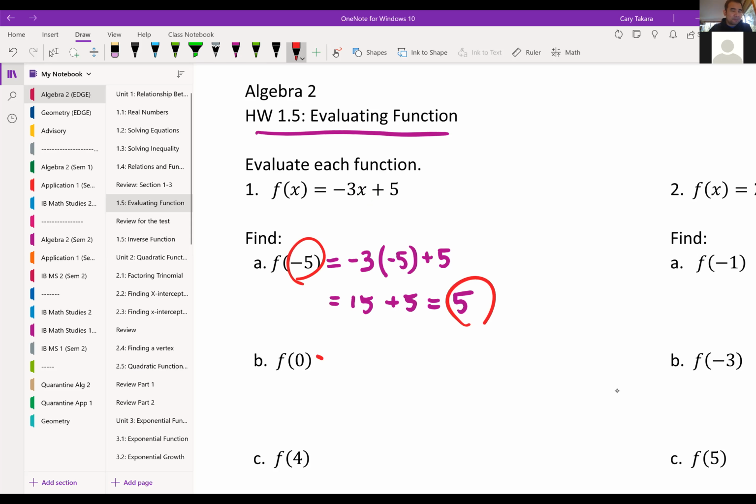f of 0. If the input is 0, what is going to be the output? Output is going to be, oh, wait a second. It's a 15. No, why did I put 5? It's 20, right? I'm sorry, guys. I'm really way off. So the first one is 20. And then for B, thank you, Gentry, it's just going to be 5.